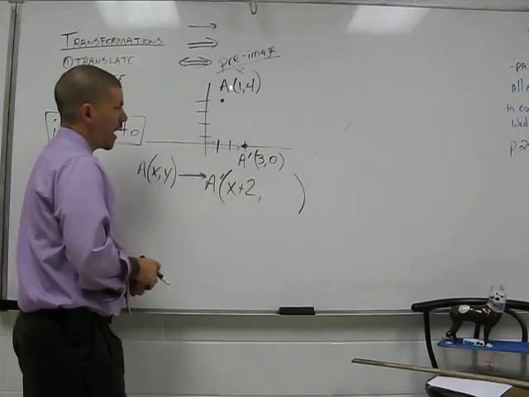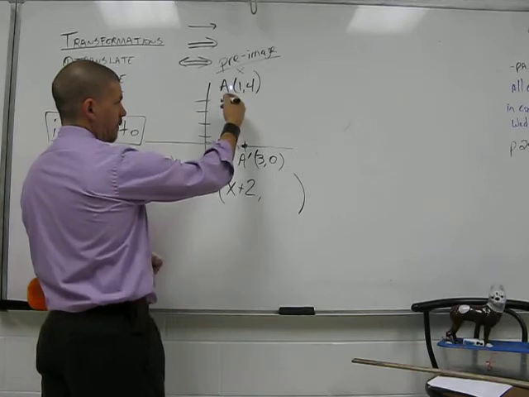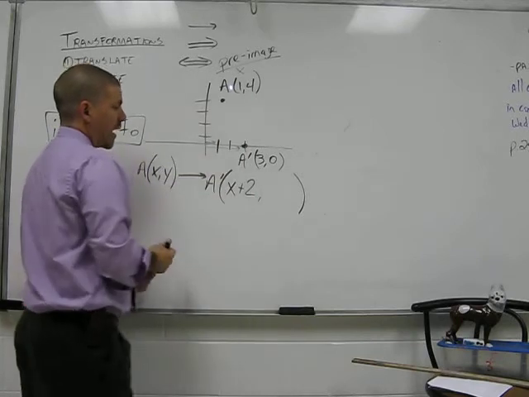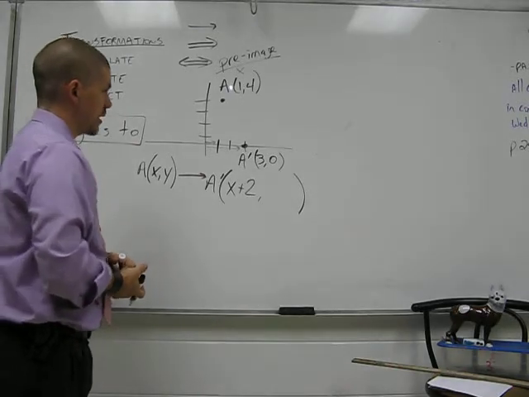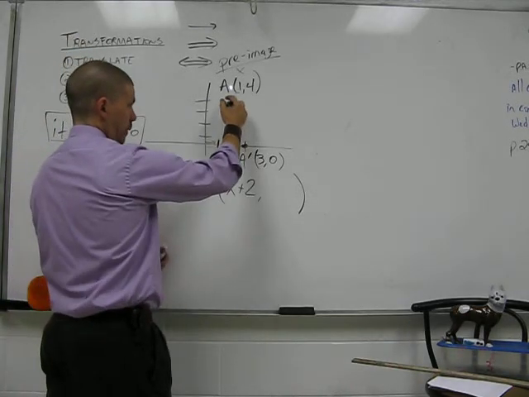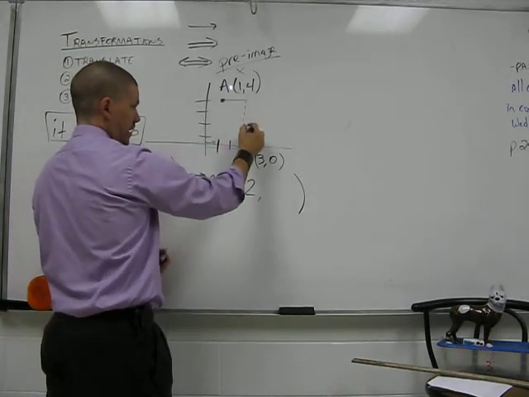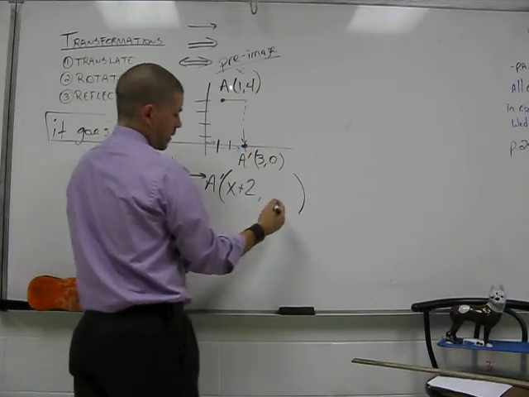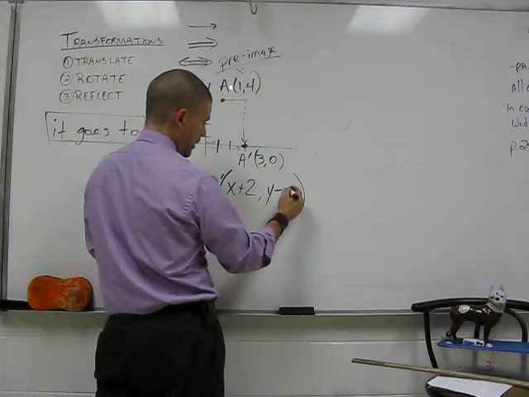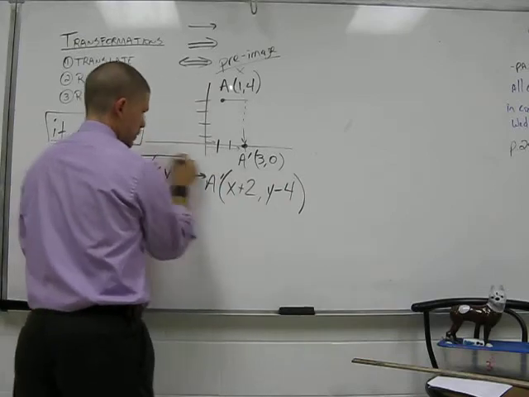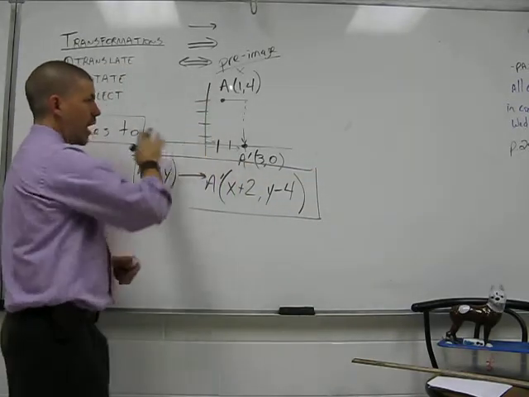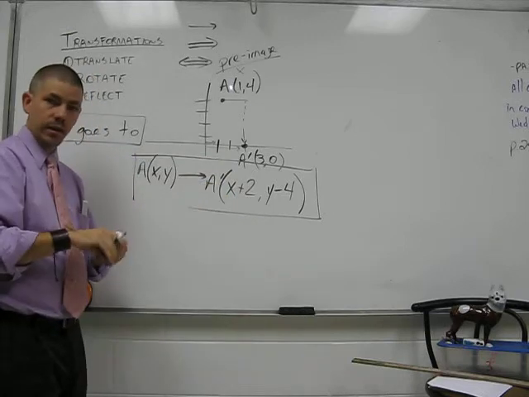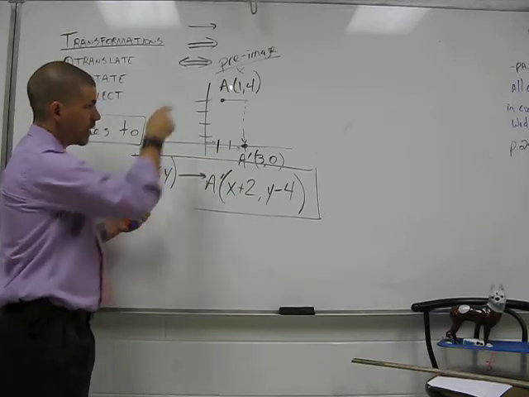Now, what about my Y's? My Y's started out at 4, and did my Y's increase or decrease? Looks like they decreased, but how much? My Y started at 4, and then it decreased by 4. So therefore, Y decreased by 4. So that is the formula that I have to use on this graph. Everything on this graph is going to be translated at the same rate that A was.